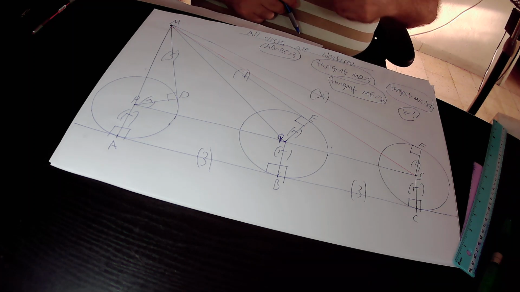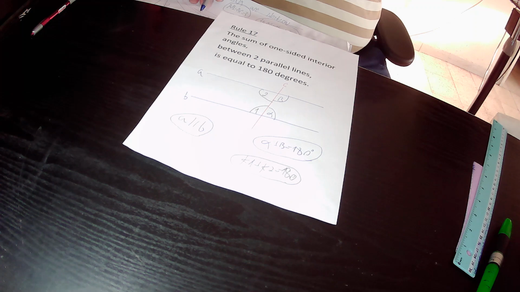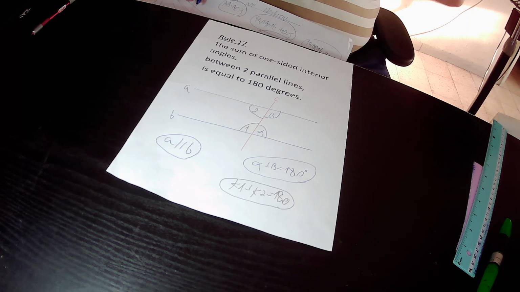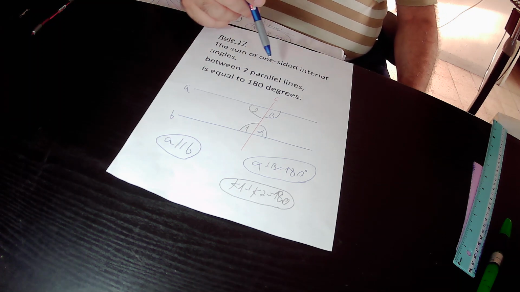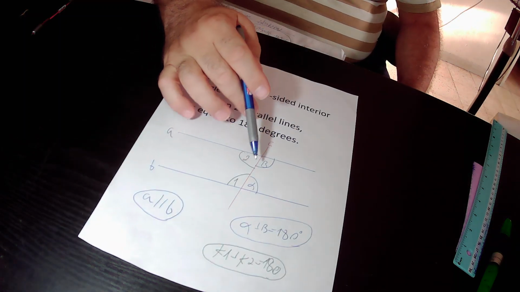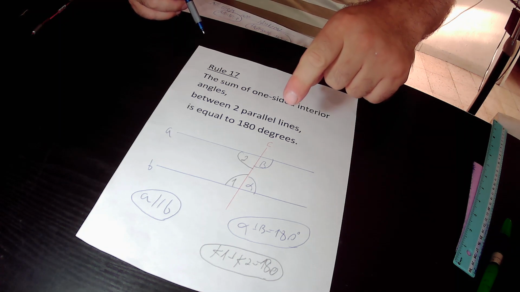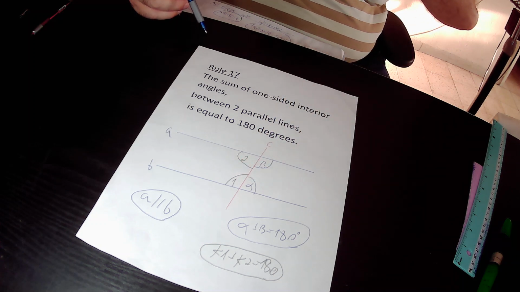So here we can implement rule 17. So repeat quickly rule 17. According to rule 17, the sum of one-sided interior angles that are located between parallel lines is equal to 180 degrees. In the drawing, we have line A that is parallel to line B, and we also have the red line C. This is the red line C that intersects with those two lines A and B at those 2 points.